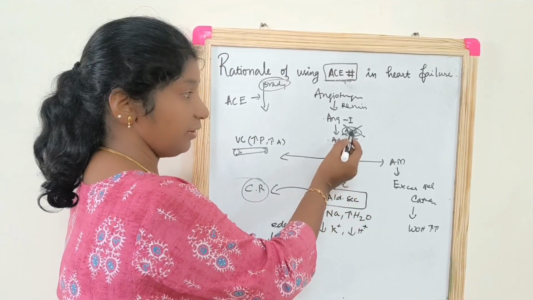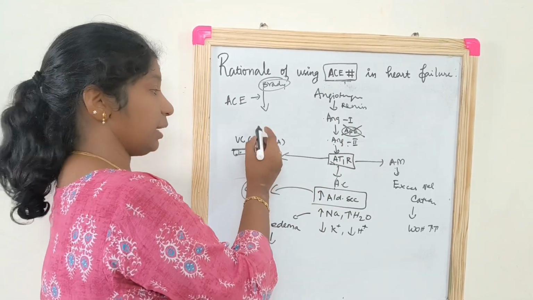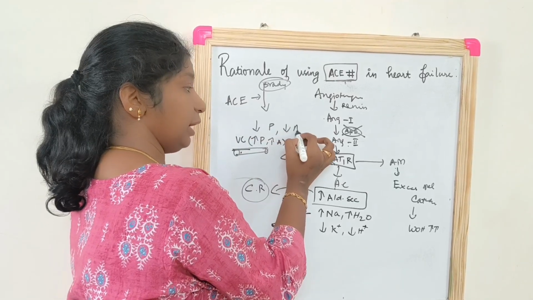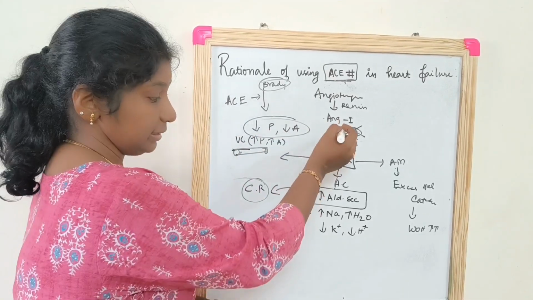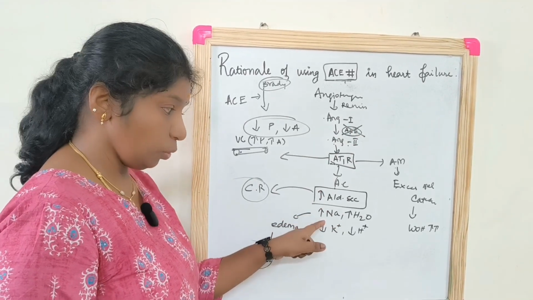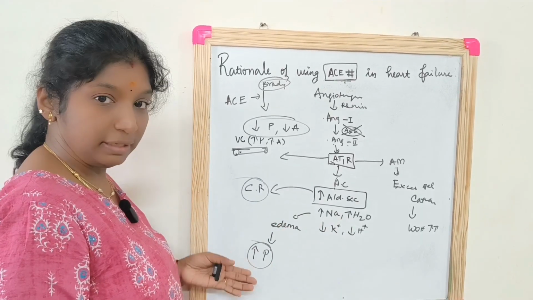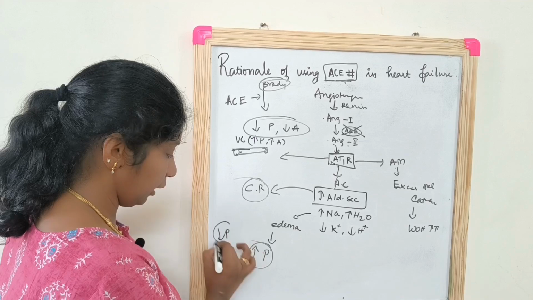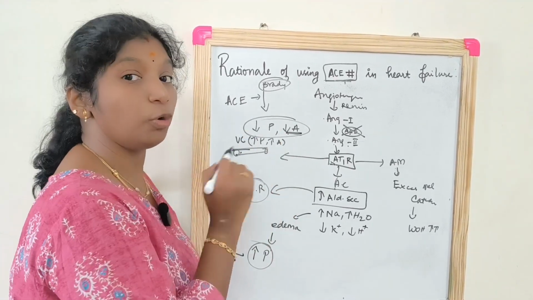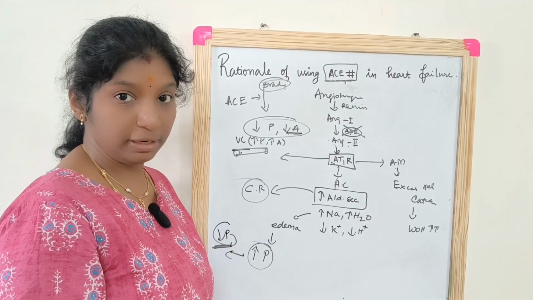Which means when we give ACE inhibitors, we can prevent this vasoconstriction. As a result, we can decrease the preload and decrease the afterload of the heart. There is no increase in aldosterone secretion, so no increase in sodium and water retention happens. So there is no edema, and finally we can decrease the preload of the heart. When we decrease the preload and afterload in a failing heart, we can improve the cardiac output, which is beneficial in a failing heart.